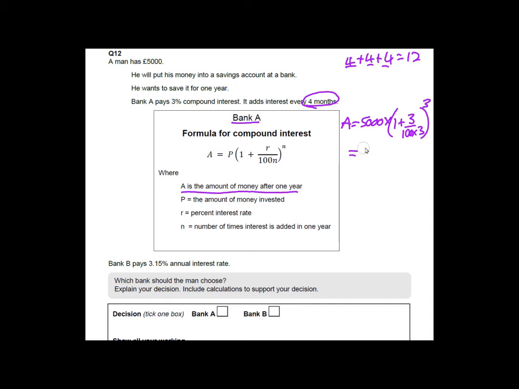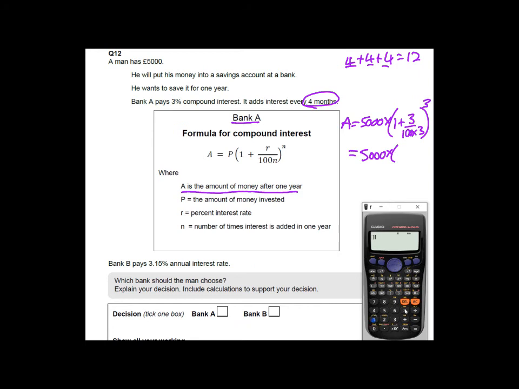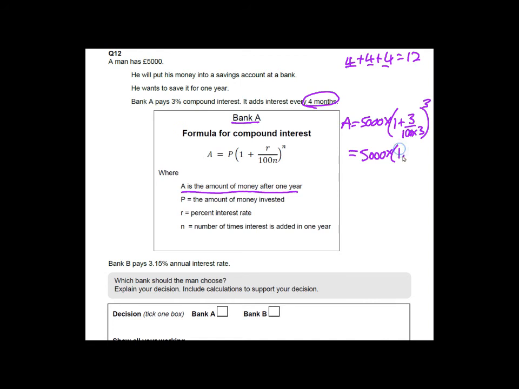So I'll break it down and I'll do 5,000 times brackets, and then I'll do the stuff in brackets first because we know that's what BidMath says to do. So we've got 1 plus, then we've got a fraction of 3 over 100 times 3. And we press the equal sign, press the SD, and we get 1.01, and that's all to the power of 3. So now I'll do the next bit. I've got 5,000, and I'm going to do 1.01 to the power of 3.